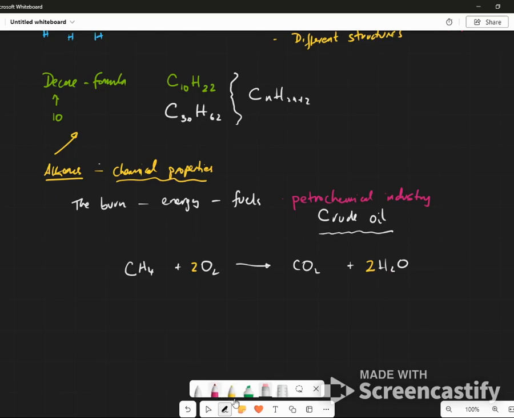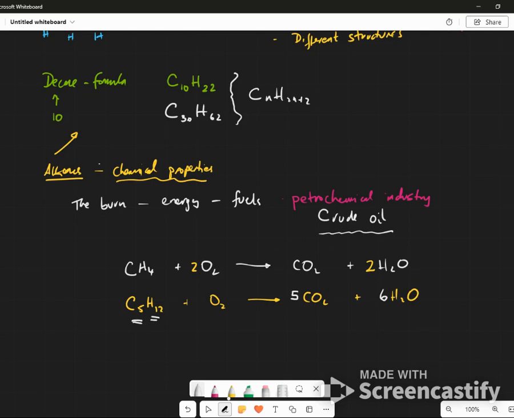Let's do another one. Let's do pentane, C5H12. You see, 5 times 2 is 10, plus 2 is 12, plus O2 gives me carbon dioxide and water. Let's balance this one. There's 5 of those, so there must be 5 of those. There's 12 of those, so there must be 6 of those.